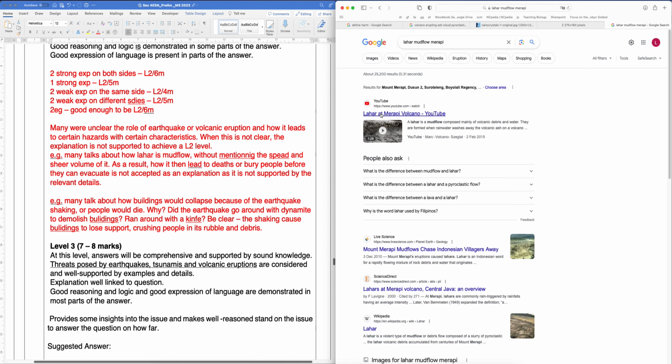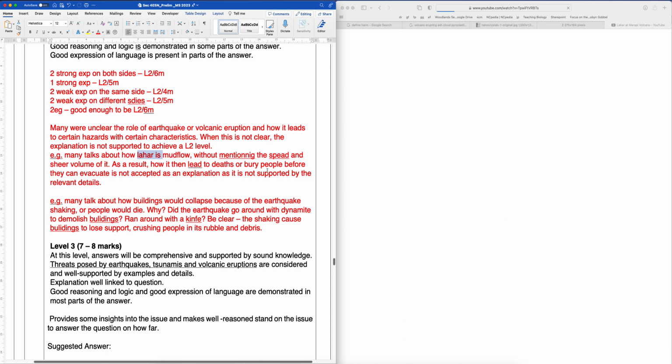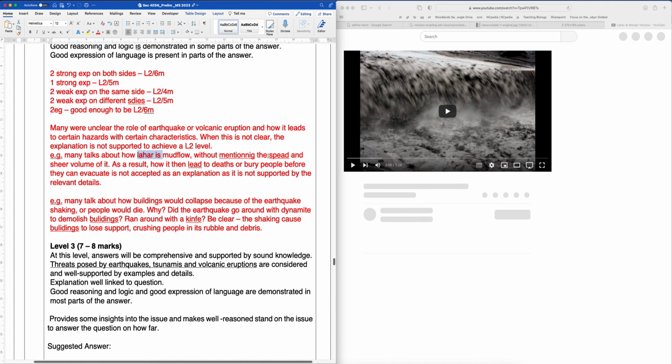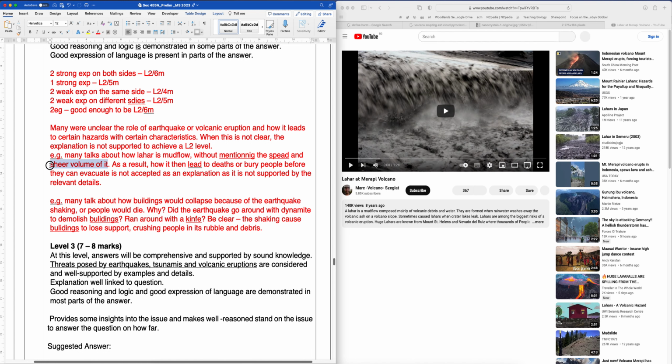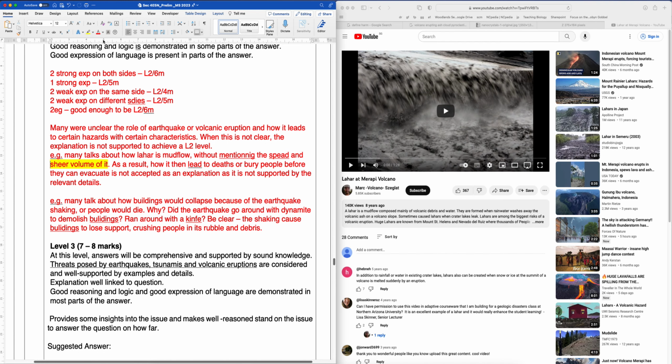Now, lahar, why is it hazardous? A lot of you did not talk about it. A lot of you just say there is lahar and then buildings will be buried and humans will be buried. If the lahar is super slow, why would people be affected? So what's the thing about lahar that makes it hazardous? Number one, the sheer volume of it. It can just come in and bury the whole town.